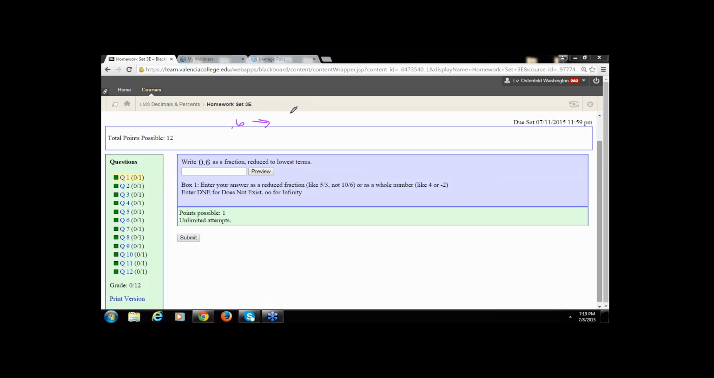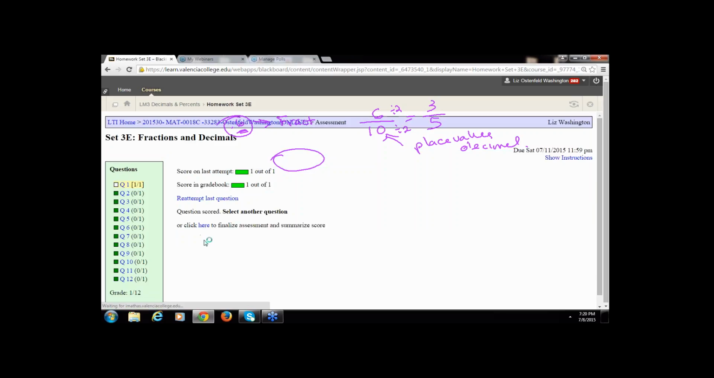The cool thing about writing decimals as fractions is, one, you have to know place value. Notice I called this 6 tenths because the 6 is in the tenths place. So when I write it as a fraction, I'm going to write it as 6 over 10. The denominator is always the place value of the decimal. It also says lowest terms, so that means we need to simplify. 6 and 10 are both divisible by 2, so I'm going to end up with 3/5. I'm going to go ahead and type that in. I like to always preview it and submit.